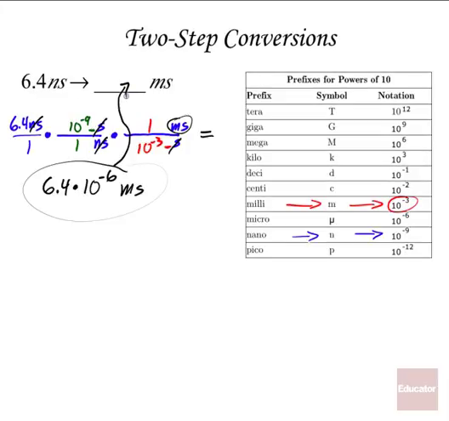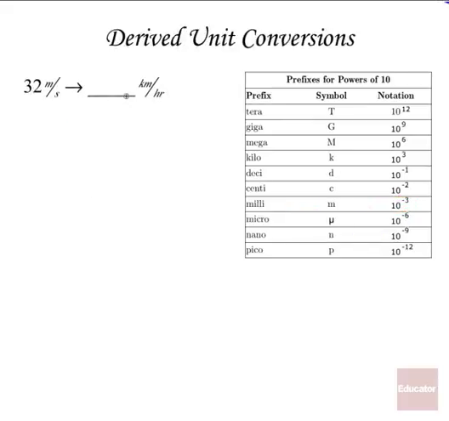my answer. Exactly as we expected. All right, let's do one with some derived units. We have 32 meters per second, and we want to convert that to something like kilometers per hour. Well, we're going to follow the same basic path again. I'm going to write 32 meters per second as a fraction.